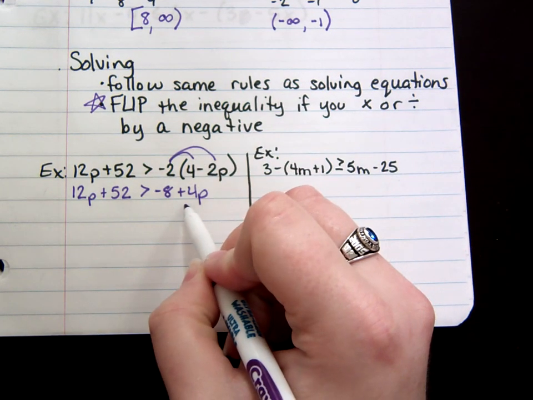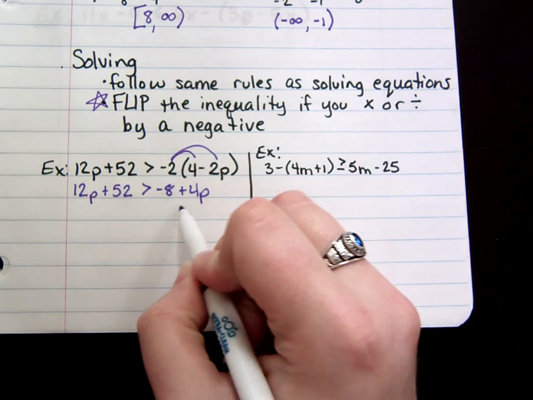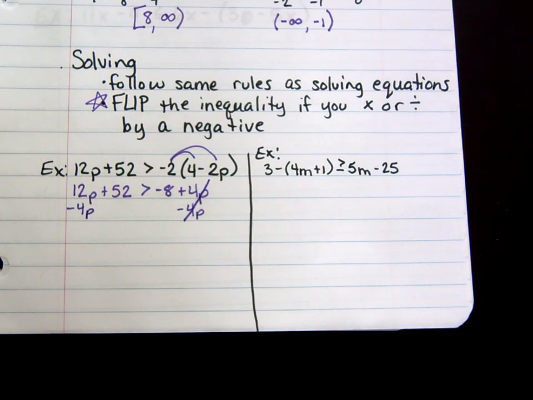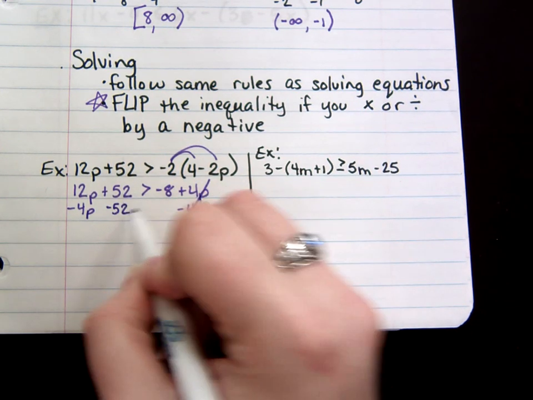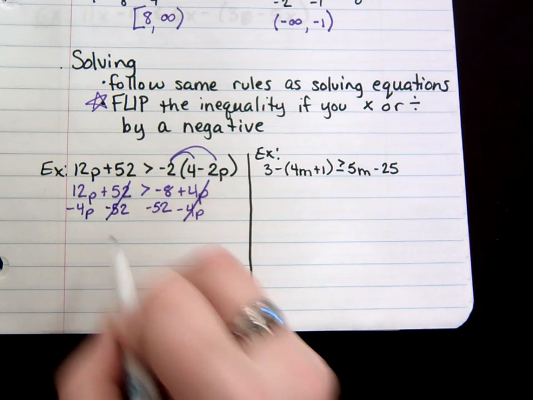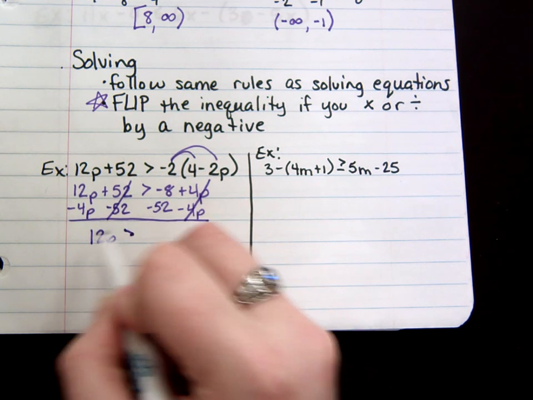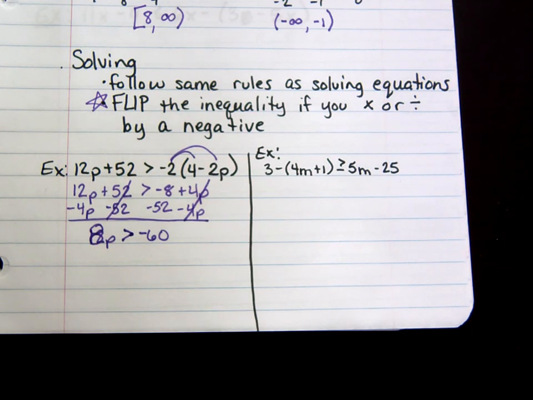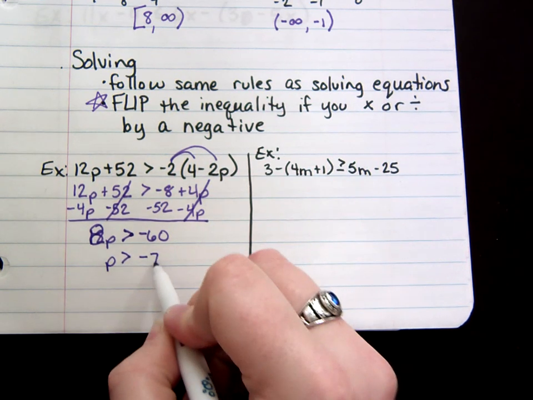Now I'm going to move my variables to the left side. When I'm doing inequalities, I always move my variables to the left to make graphing the number line easier. So I'm going to subtract 4p from both sides, which is going to cancel it out over here. And I'm going to combine it with the next step, which is to move the 52 over. So I'm going to subtract 52 from both sides, which cancels it out over here. This gives me 8p greater than -60. When I divide by positive 8, I get p greater than -7.5.